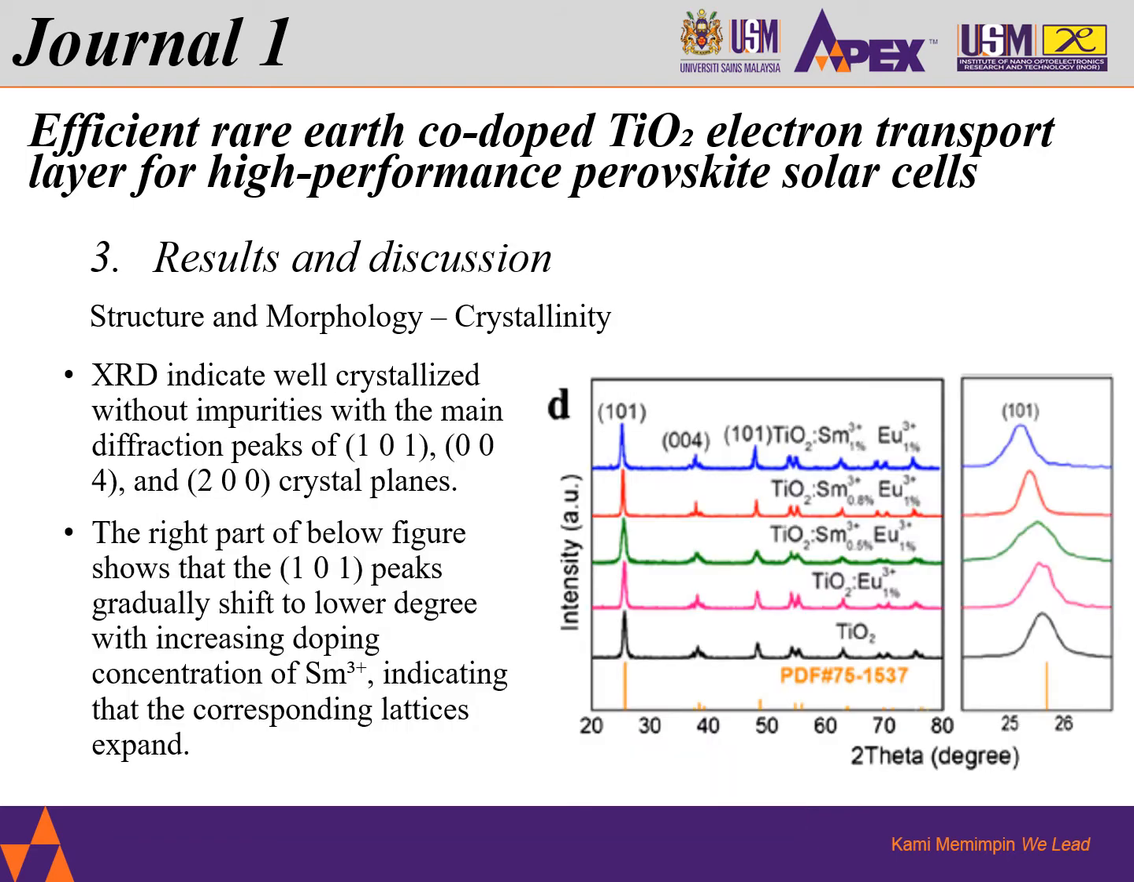To understand the crystallinity of the structure itself, XRD has been carried out. This result indicates that the structure is well crystalline without any impurities, and the main diffraction peaks occur at the 101, 004, and 200 crystal planes. The right part of the figure shows the 101 peak gradually shifting to a lower angle with increased concentration of Sm. This indicates that the corresponding lattice expands.